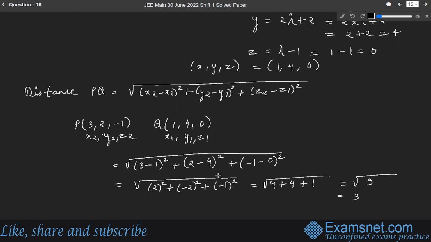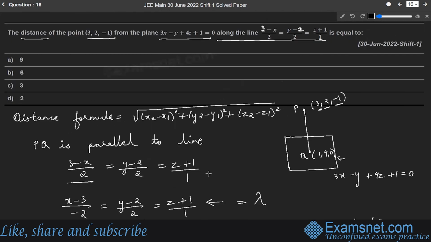So we have the distance of the point P from the point Q. Okay. So the distance PQ is 3. So for this question, the correct answer is 3 and hence the correct option is option C here. The main formula that we have used here is the distance formula.